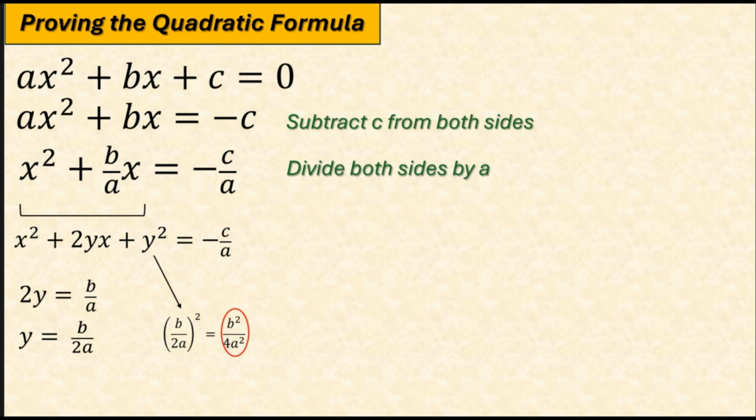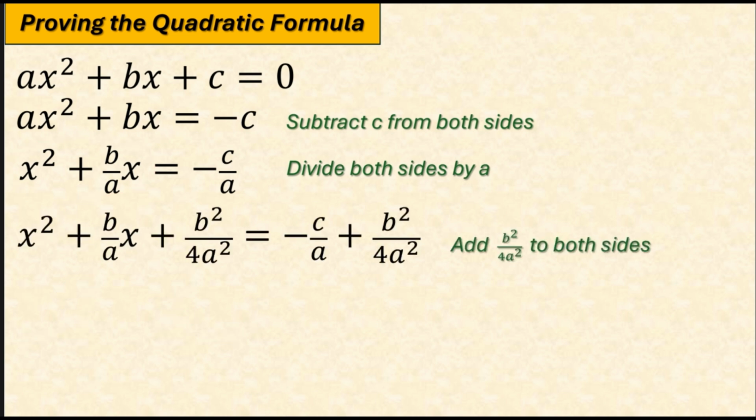And since we know that the y squared term can be rewritten as this, all we need to do to this, to make it equal to this, and recall that's the whole point of this step of the proof, is to add y squared, which is b squared over 4a squared, to this. So, our next step in proving the quadratic formula is adding b squared over 4a squared to both sides.